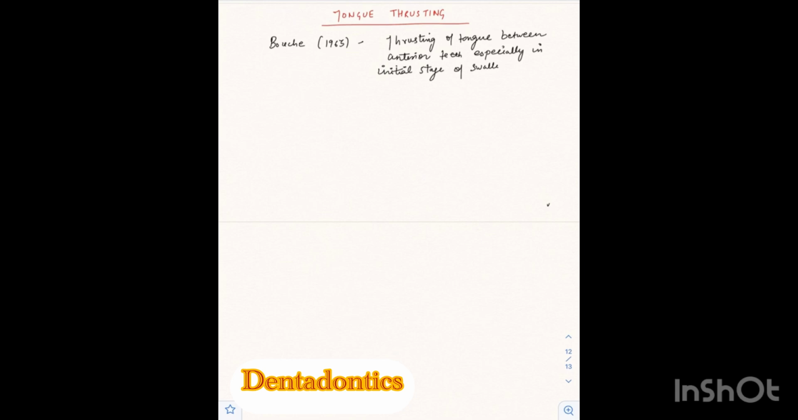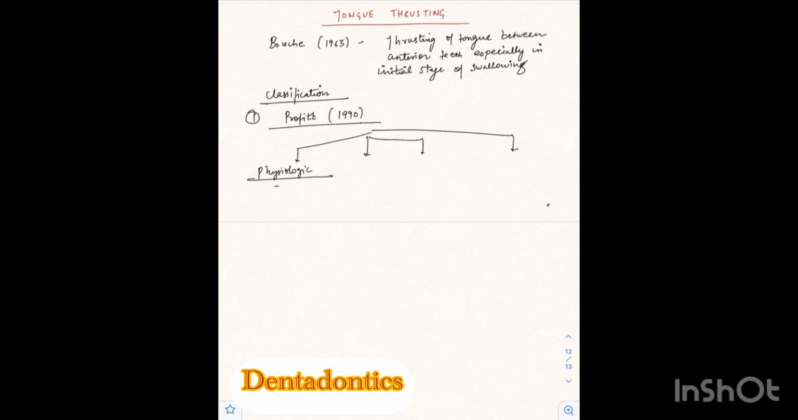Then Prophet has classified tongue thrusting into four categories: physiologic, habitual, functional, and anatomical. Physiological tongue thrusting occurs during infancy, where all the perioral muscles are active and help in swallowing with a forward thrust of the tongue. Then the habitual tongue thrusting, because of the associated habit. Then the functional tongue thrusting, because of the adaptive behavior. And then the anatomic tongue thrusting, because of the enlarged tongue or large adenoids.